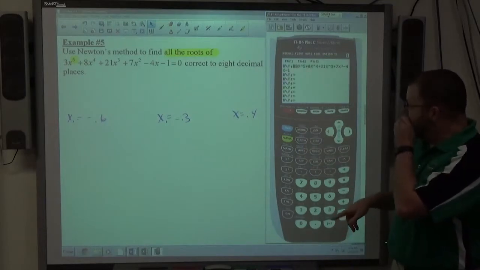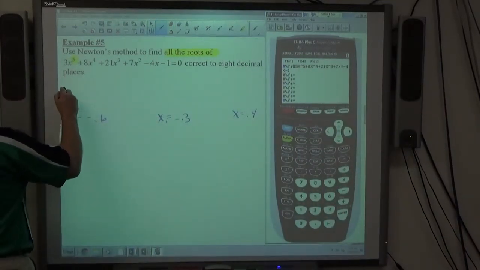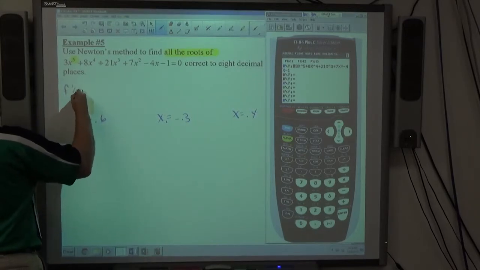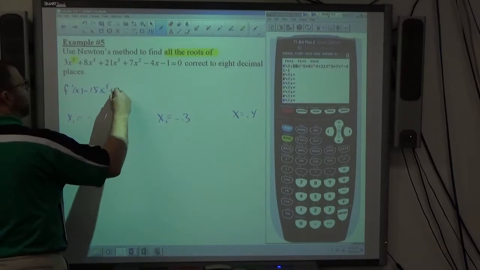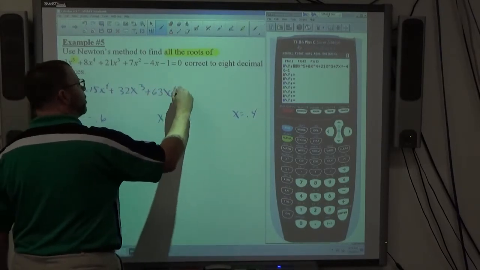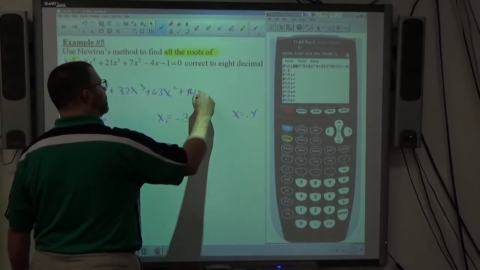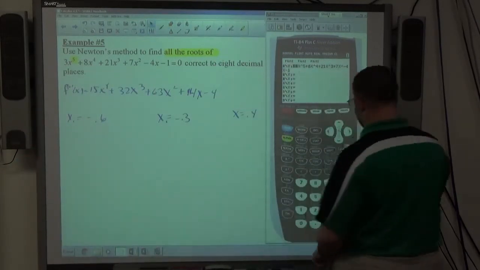I do need to enter my derivative as y sub 2. So I know that f prime of x is going to equal 15x to the 4th plus 32x cubed plus 63x squared plus 14x minus 4. Put that into y sub 2.